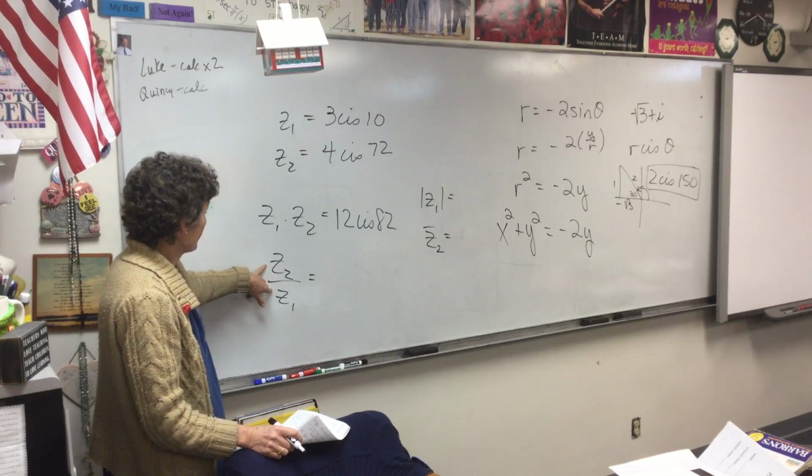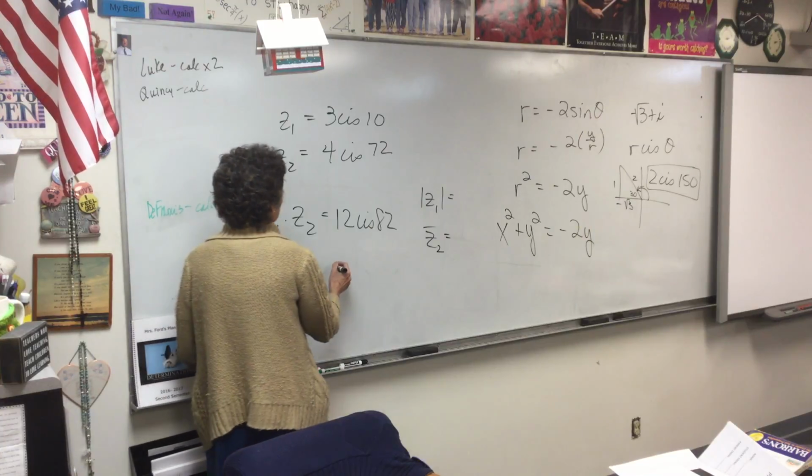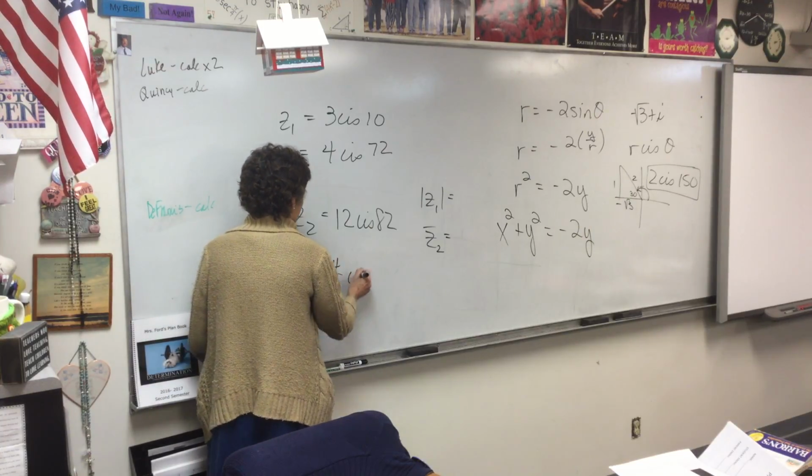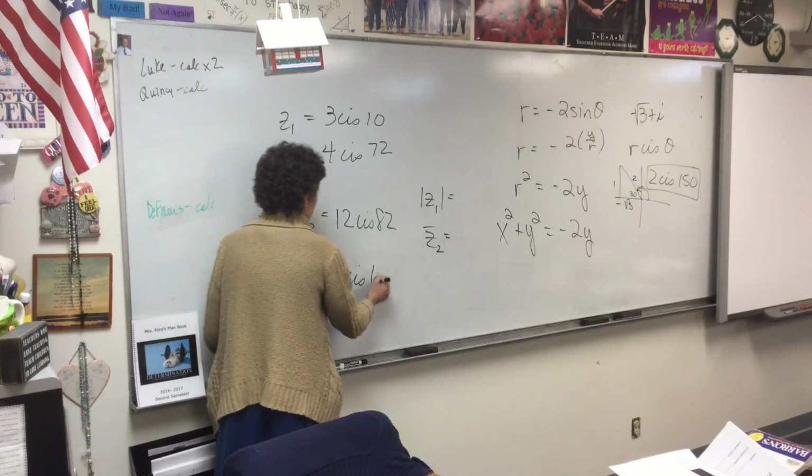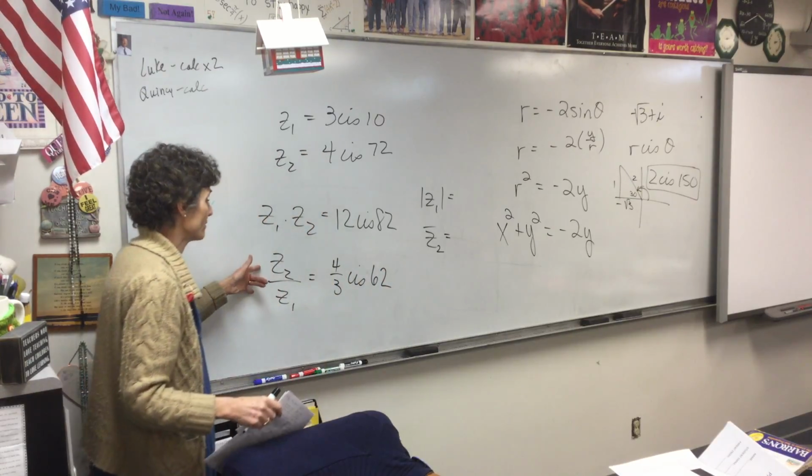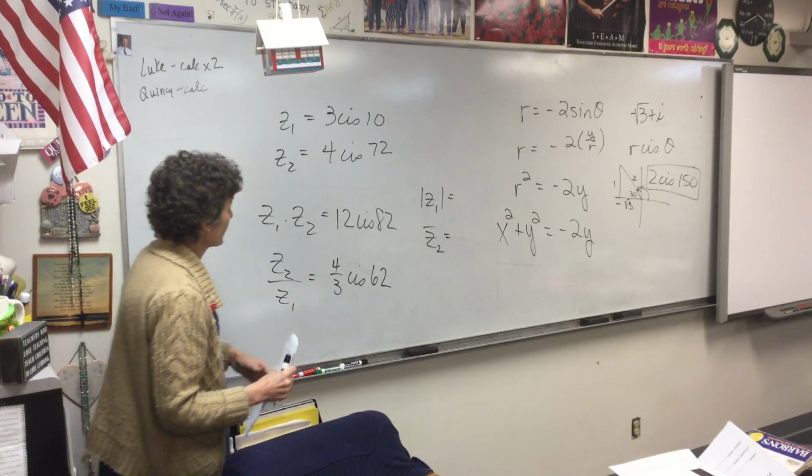Alright, this is Z sub 2 over Z sub 1, so what am I going to have? 4/3 CIS 62, right. You just got to watch the order of the division. Make sure you're dividing in the right order.